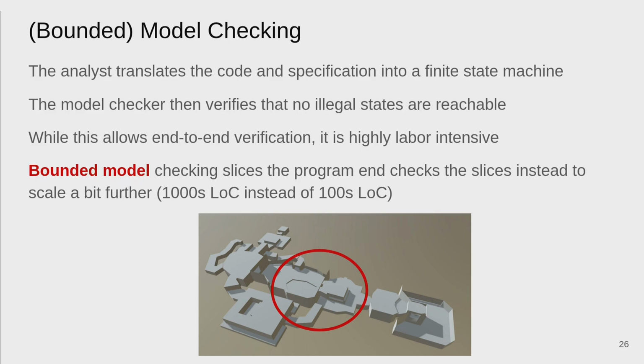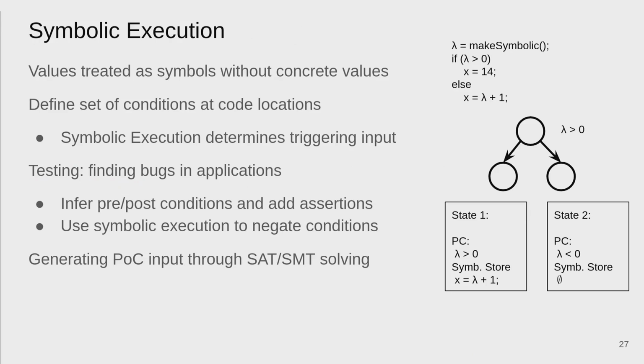Right? So you're not going to catch all the bugs, but you have a good indication you're going to catch most of the bugs. So it's like a generalization of model checking that allows you to go to thousands of lines of code and not hundreds. Cool. Symbolic execution.